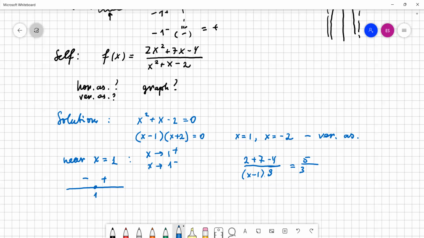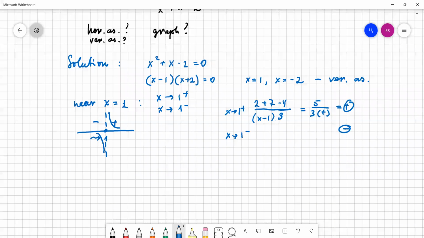And if you are on this side of 1, a little bit more than 1, then it's going to be positive and you are going to have plus. If you are on this side of 1, it's going to be negative because it's 0.9, for example, and you are going to have minus. So I'm going to write out x to 1 plus, and here x to 1 minus. It's going to be plus and minus. What does it mean? That it's going to look like this, and it's going to look like this, near the vertical asymptote.